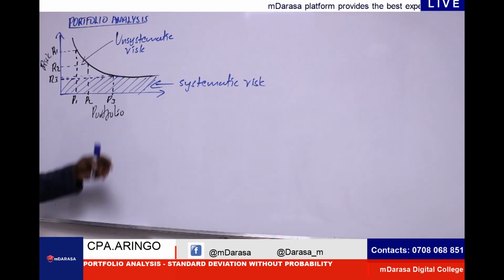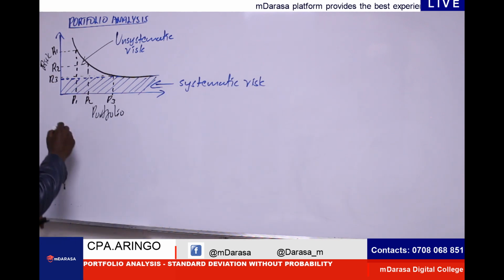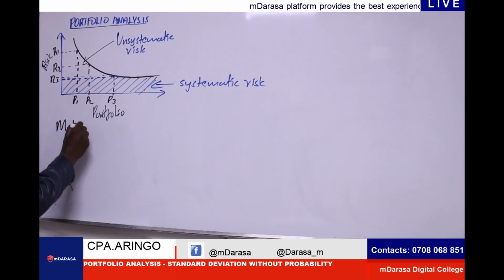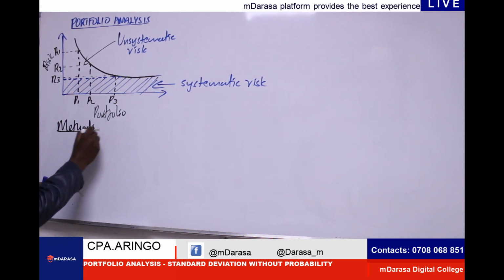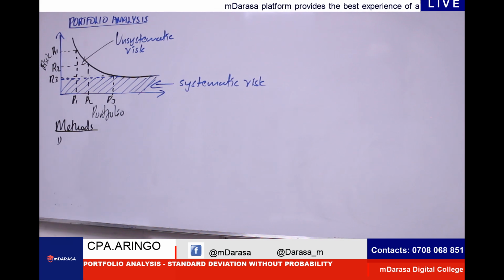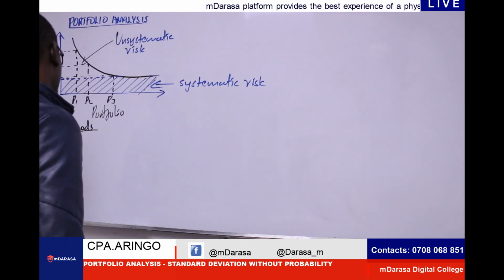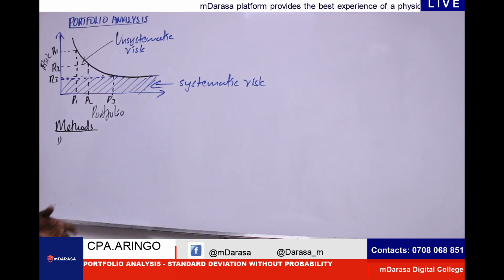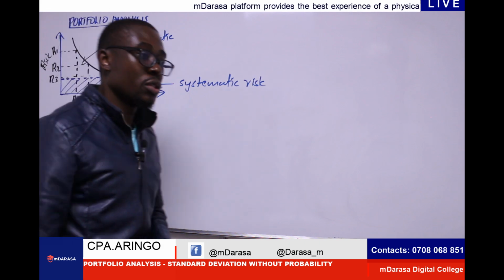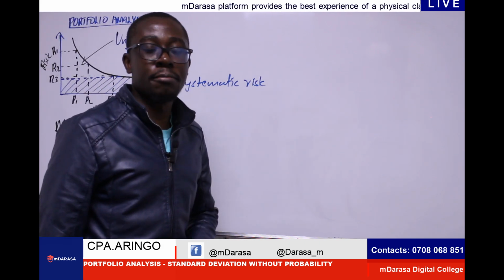So this is very important. We also talked about the methods of measuring risks. Just a quick recall. The methods that we normally tend to use in measuring risks: we talk about the expected value, we talk about standard deviation, we talk about coefficient of variation. All these are forms of methods that we talk about. We talk about the variance component.